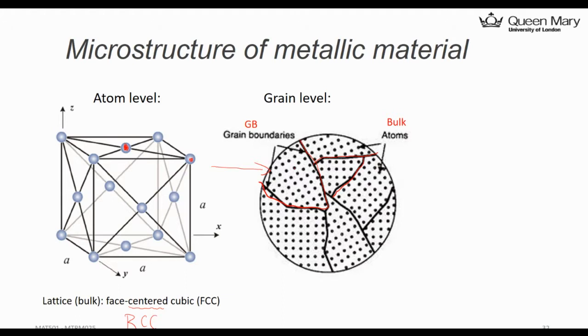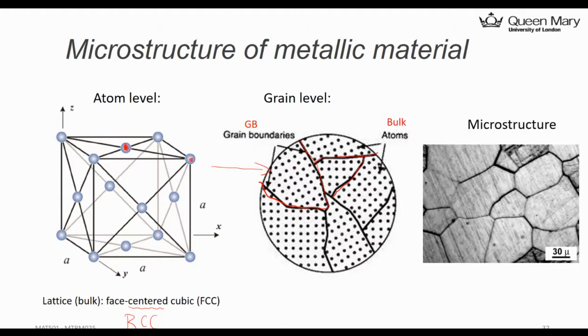That's grain boundary. If you look at the microstructure, basically that's mimicking this graph. Each grain, if you polish the metal surface, you can look at this structure. Each grain consists of millions of atoms like that. And the gap here, you can see that's the grain boundary, a big gap actually.